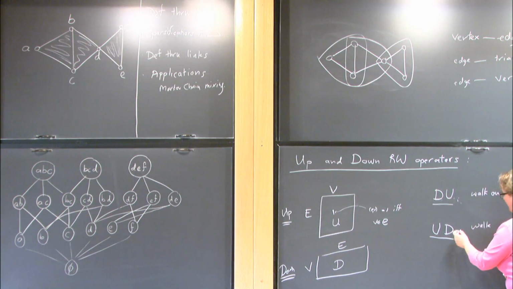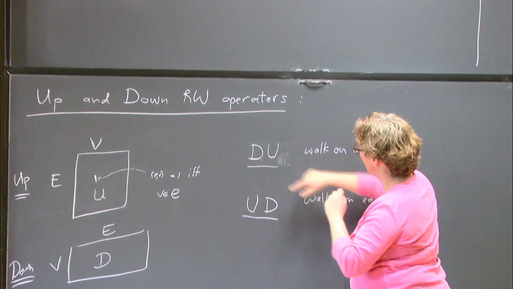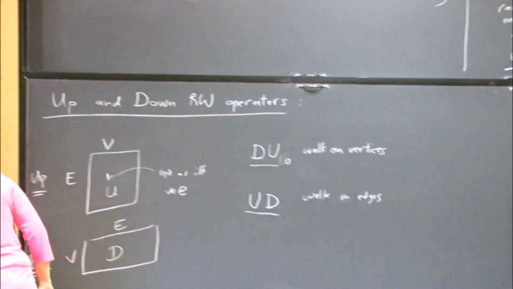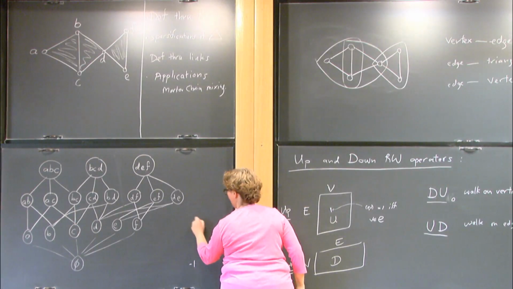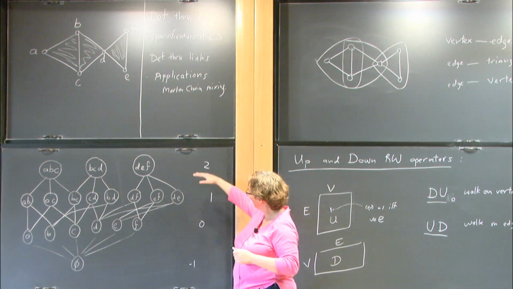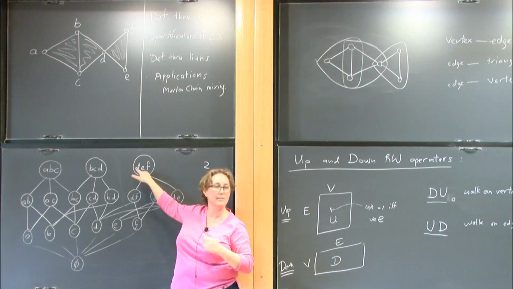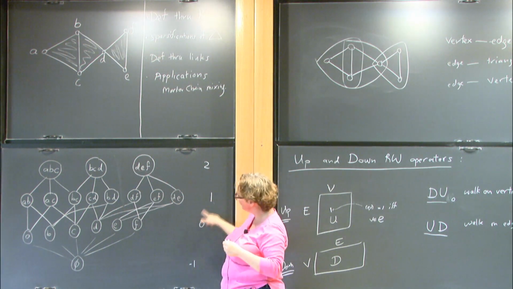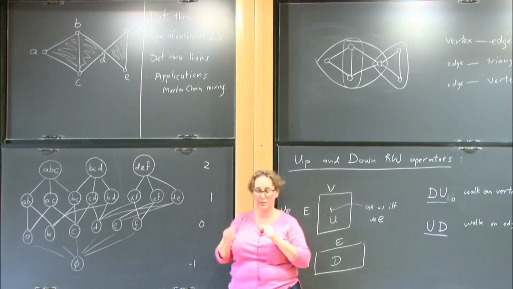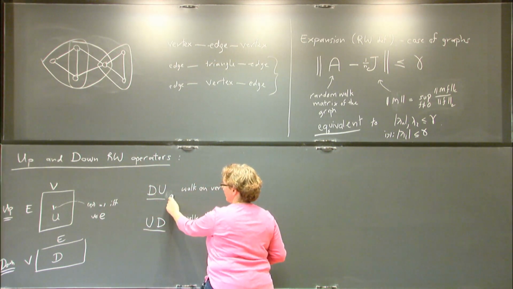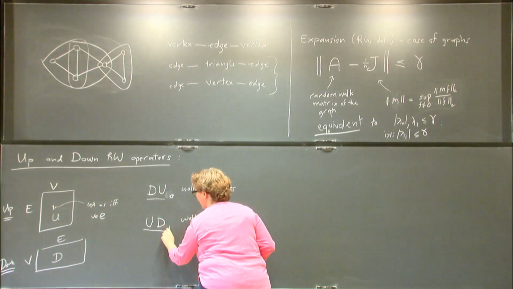And here, again, the vertices are considered 0. So somehow the dimensions go like this. This is -1, this is 0, this is 1, this is 2, and so on. Somehow in dimension I, you have I plus 1 elements in your set. This is because edges are like lines, so they're one-dimensional. Vertices are like points, they're zero-dimensional. Anyway, in this example, DU works on level 0 and UD works on level 1.